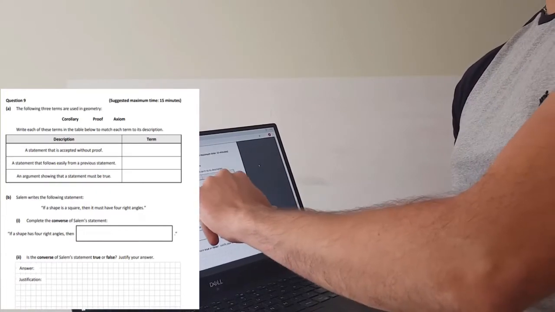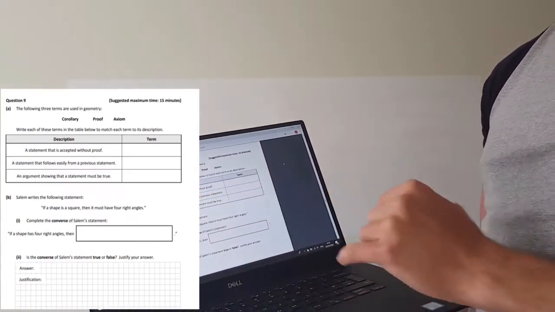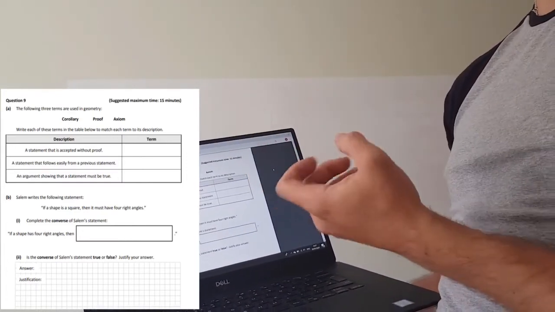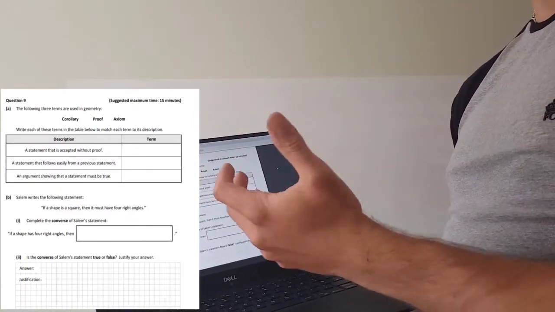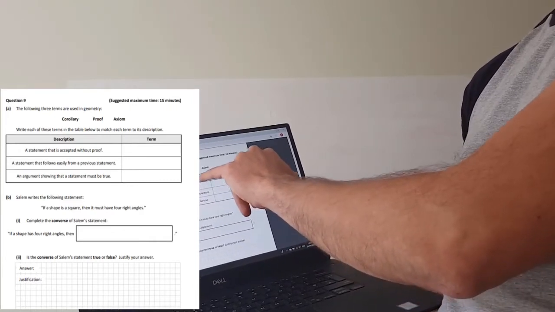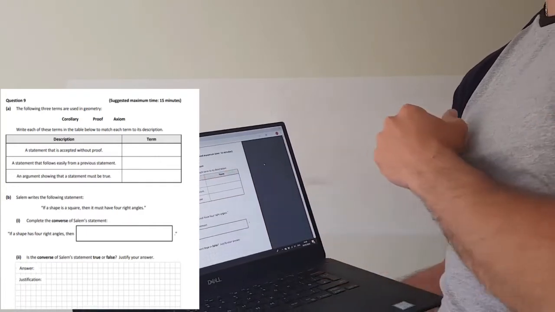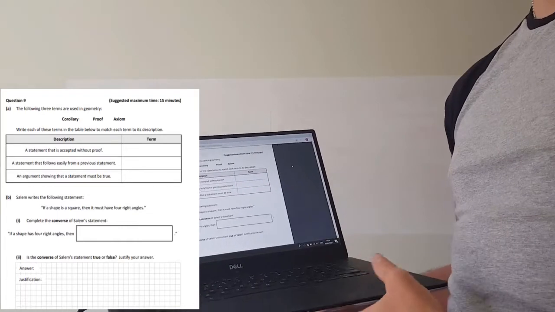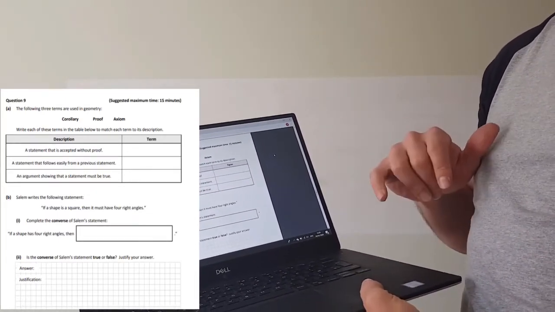Okay, we look then at the remaining two. A statement that follows easily from a previous statement. Okay, so we have taken something and we're developing a bit more. So we're using what we've already done to state something else. All right, so that is what we know as a corollary. And the last one then is our axiom, a statement that is accepted without proof. So an axiom is something that we just take for granted as being correct. All right, so we have axiom, corollary, and proof.